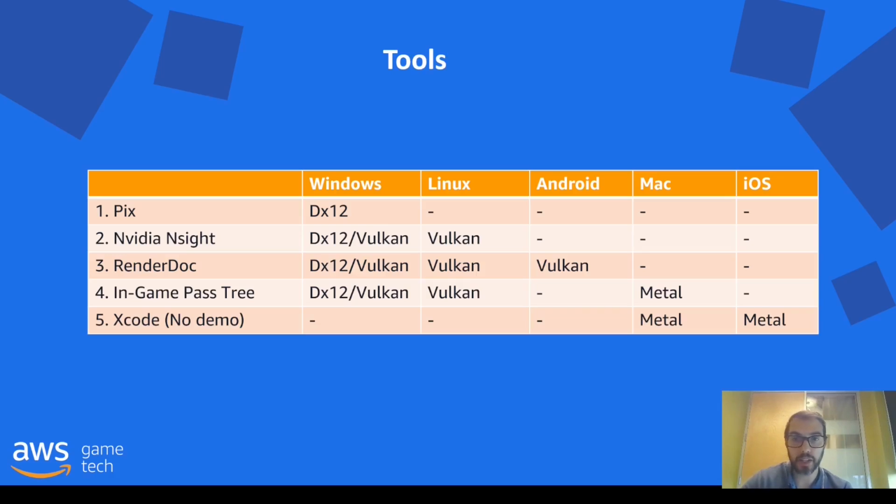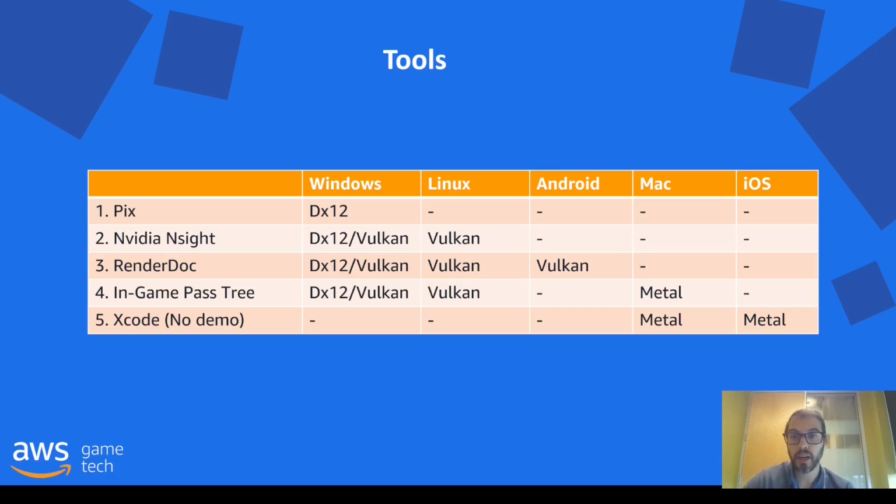PIX is supported on DX12 for the Windows platform. Nvidia Nsight is supported on all Nvidia hardware for DX12 and Vulkan, and it works on Windows and Linux. RenderDoc is supported on all hardware. It should work for DX12 and Vulkan, and on Windows, Linux, and Android. The in-game pass tree viewer is implemented on DX12, Vulkan, and Metal.